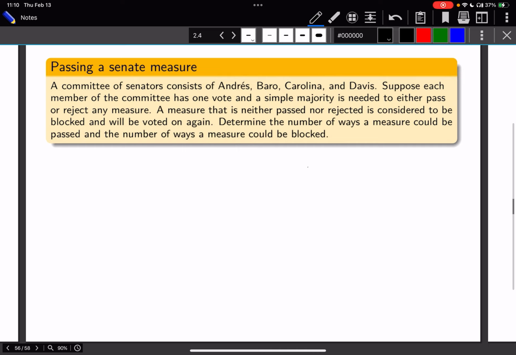We have a committee of senators that consists of 4 people: Andres, Varo, Carolina, and Davis. We suppose that each member of the committee has 1 vote, and a simple majority is needed to pass or reject any measure. A measure that is neither passed nor rejected is considered to be blocked and will be voted on again. We want to determine 2 numbers: the number of ways a measure could pass and the number of ways a measure could be blocked.